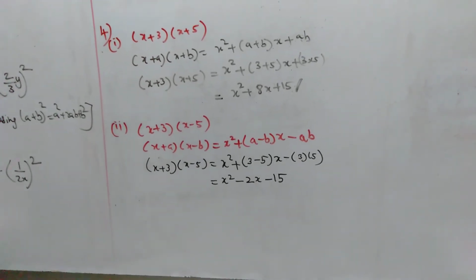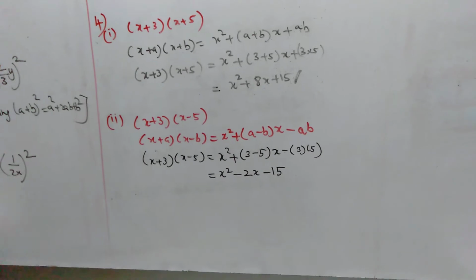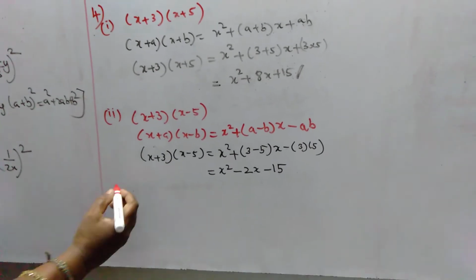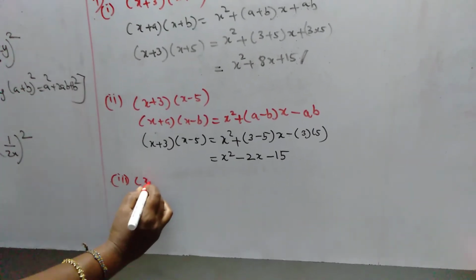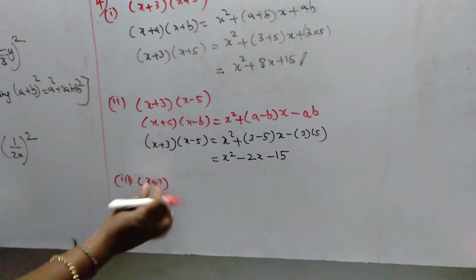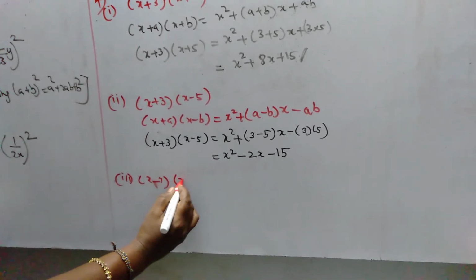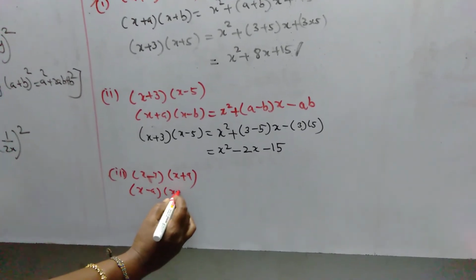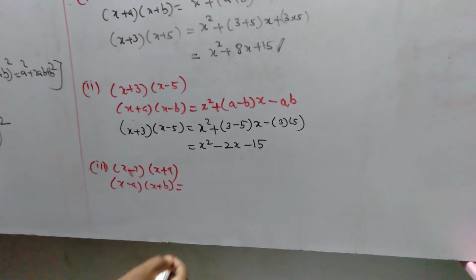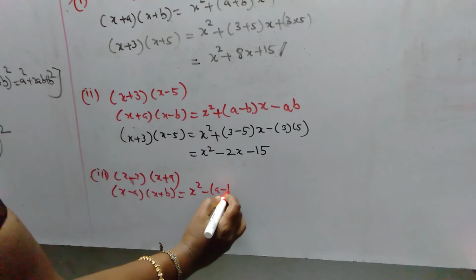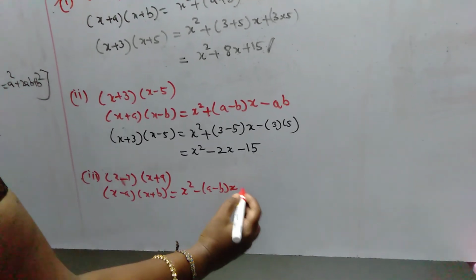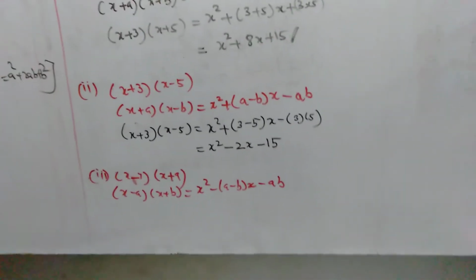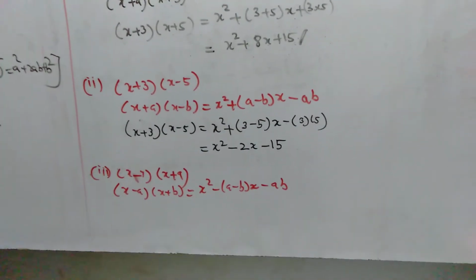Next, the next question is third subdivision, which is what? x minus 7 into x plus 9. So this is the formula of x minus a into x plus b, which is equal to x square minus a minus b into x minus ab. This is the formula of x minus a into x plus b equal to x square minus a minus b into x minus ab. Okay.